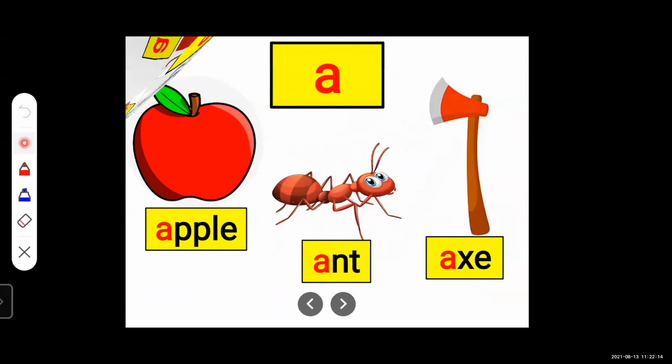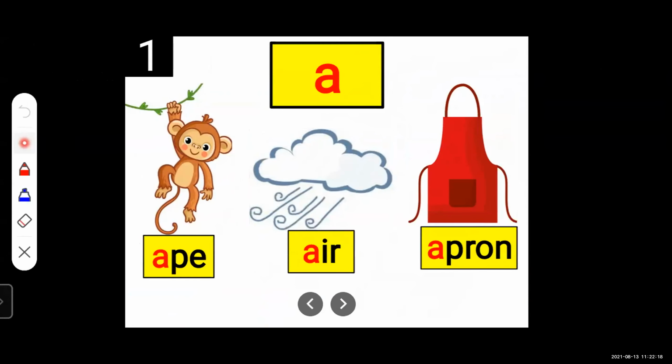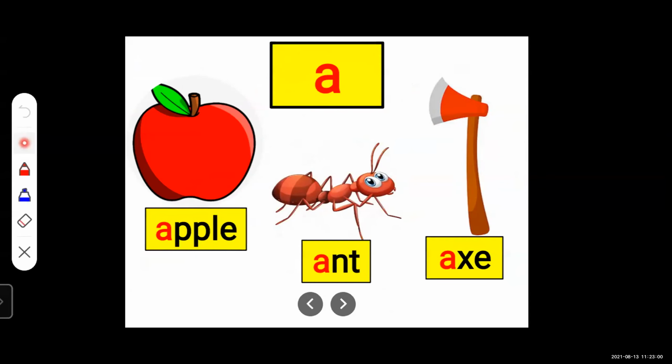Okay. So now we see here two sounds of A and E. Now repeat after me. Student, A has two sounds, A, A. Okay. So student, repeat after me. A for A. A for A. A for apron. A for apron. Now, just a little different here.